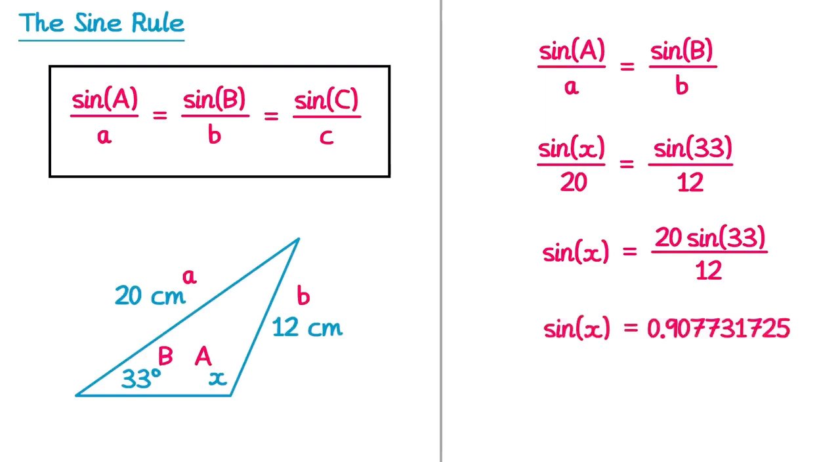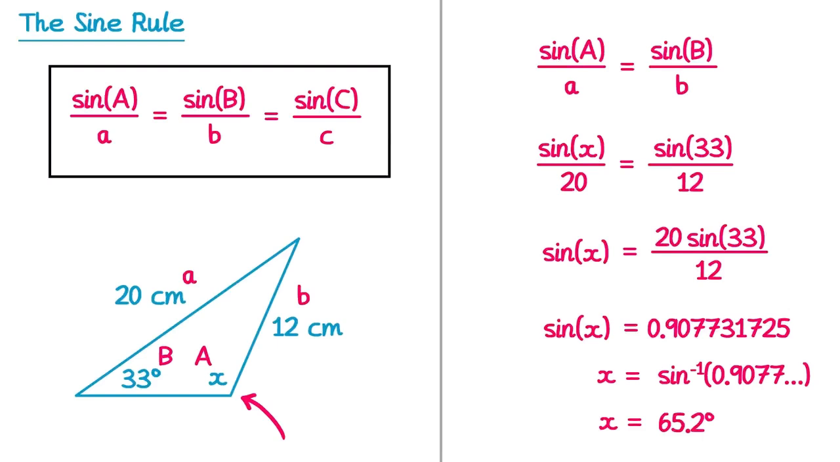Then we use inverse sine to work out the size of x. So we would have x equals the inverse sine of this number, which gives you 65.2 degrees. Now at this point you might notice something a little bit off. If you look at the diagram of the triangle, this angle here doesn't look like 65.2 degrees at all. In fact, it looks obtuse, it looks greater than 90 degrees.